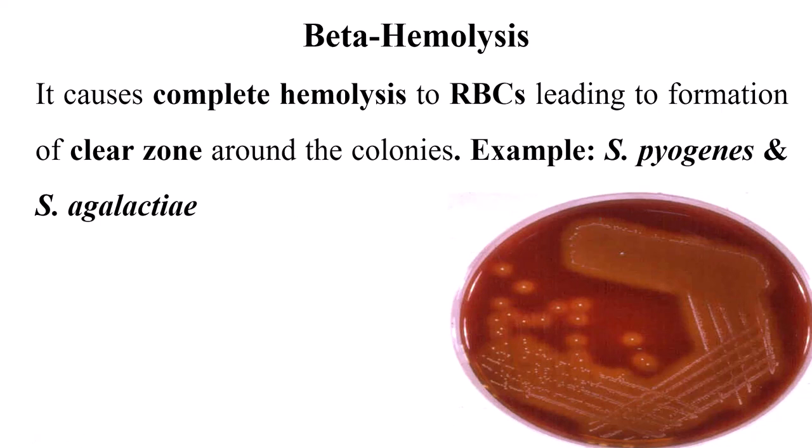Beta hemolysis, the second classification of hemolysis. It causes complete hemolysis to red blood cells, leading to the formation of a clear zone around the colony. Examples of this type of Streptococcus are Streptococcus pyogenes and Streptococcus agalactiae. The colony of the bacteria when they grow on the blood agar, if they are Streptococcus pyogenes or agalactiae, appear like this, with a clear zone around the colony.